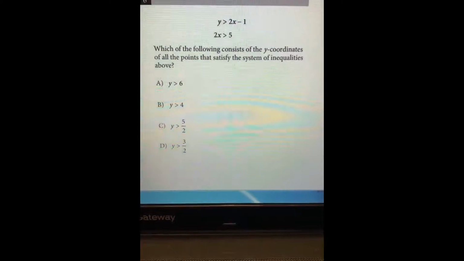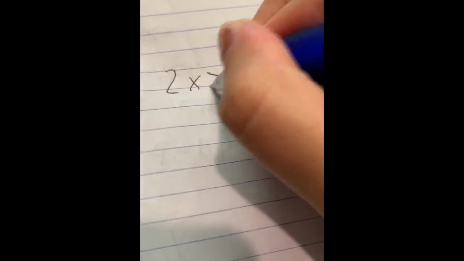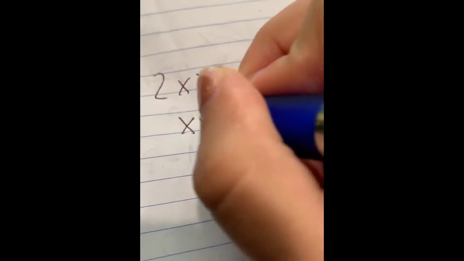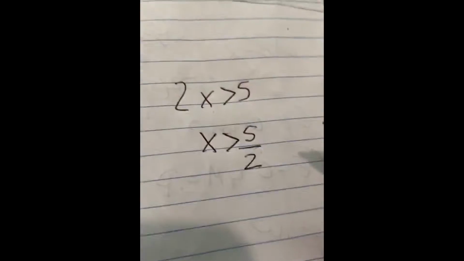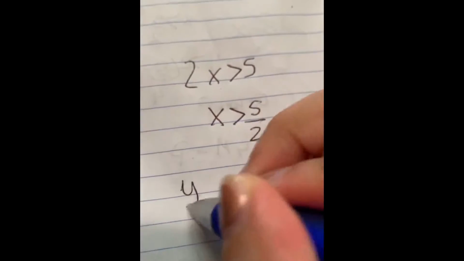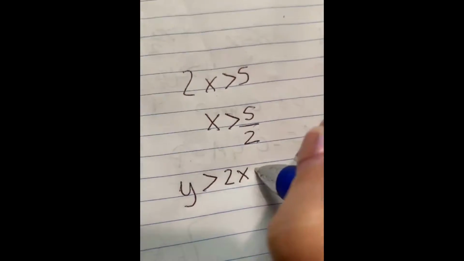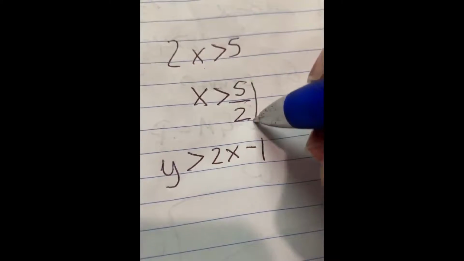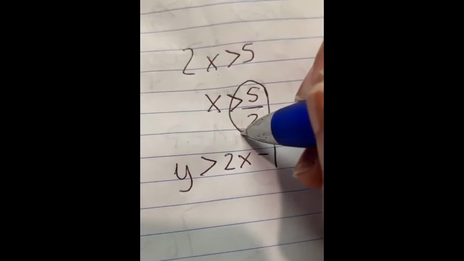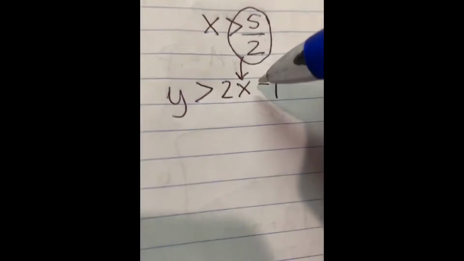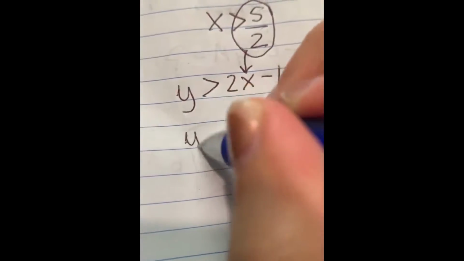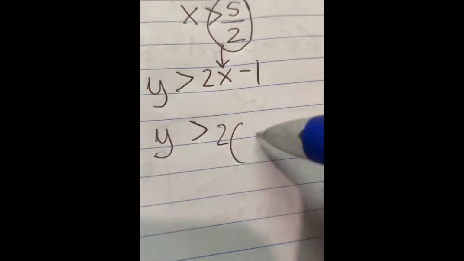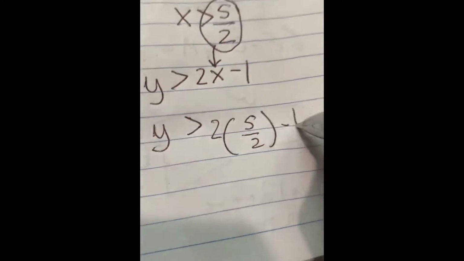So the way that you would do this is, if you know that 2x is greater than 5, then you also know that x is greater than 5 halves. Then they also tell you that y is greater than 2x minus 1. So if x has to be greater than 5 halves, then if you plug 5 halves into the x in the y equation, that will also be equivalent. So you'll do y is greater than 2 times 5 halves minus 1.